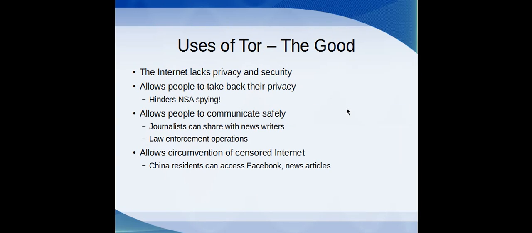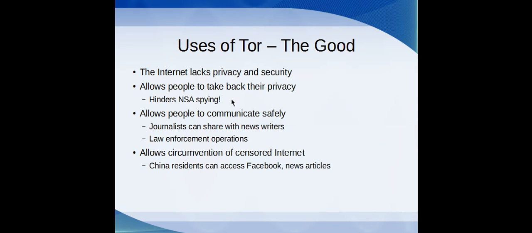So some of the good uses of Tor: the internet was not originally designed with privacy in mind. So Tor really helps people take back their privacy. As we all know from the Edward Snowden leak, the NSA really likes to pry in and spy on all of our stuff, find out everything about us. So Tor really helps us fight the NSA.